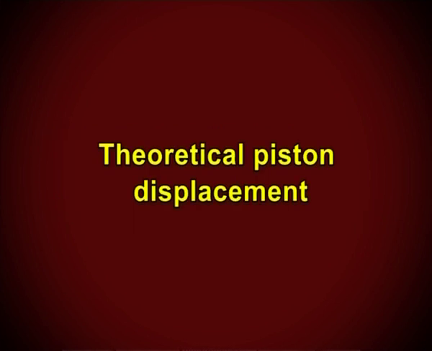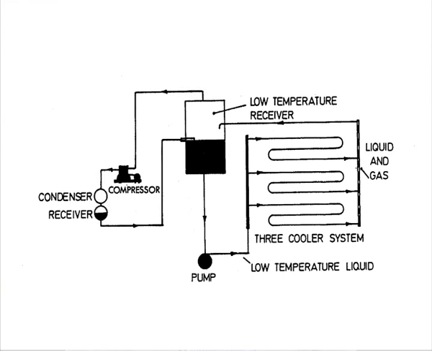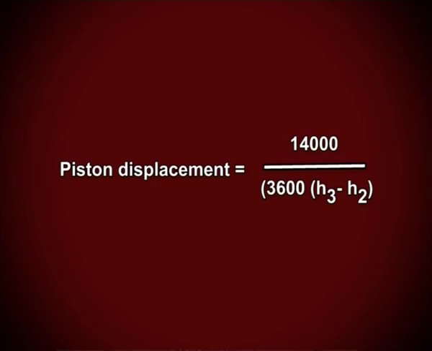Theoretical piston displacement. Theoretical piston displacement, that is per ton of refrigeration per minute, may be found by multiplying the mass of refrigerant to be circulated, which is again per ton of refrigeration per second, by the specific volume of the refrigerant gas, vg2, at its entrance to the compressor. Thus, piston displacement equals 14,000 divided by 3,600 into (h3 minus h2).